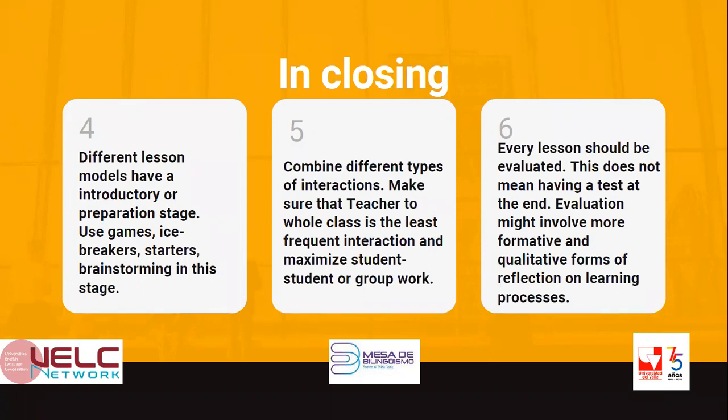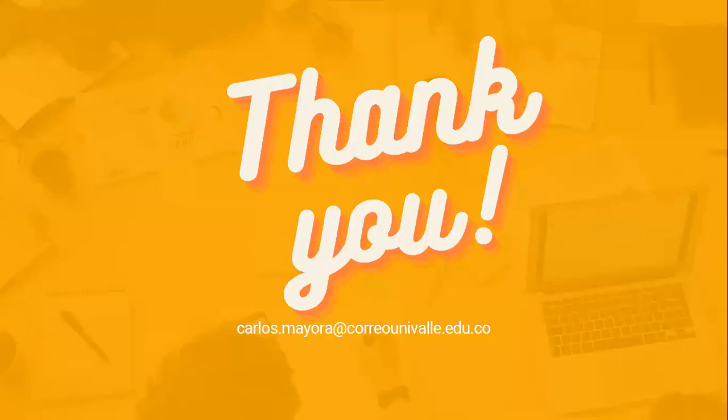Number 5, combine different types of interactions. Make sure that teacher to whole class is the least frequent interaction and maximize student to student interaction or group work. And 6, every lesson should be evaluated. This does not mean having a test at the end. Evaluation may involve more formative and qualitative forms of reflection on learning processes. And well, that's it. That's what I wanted to share with you.